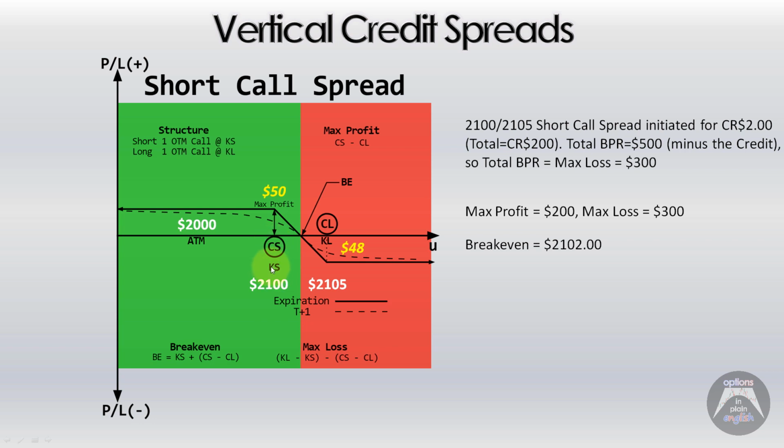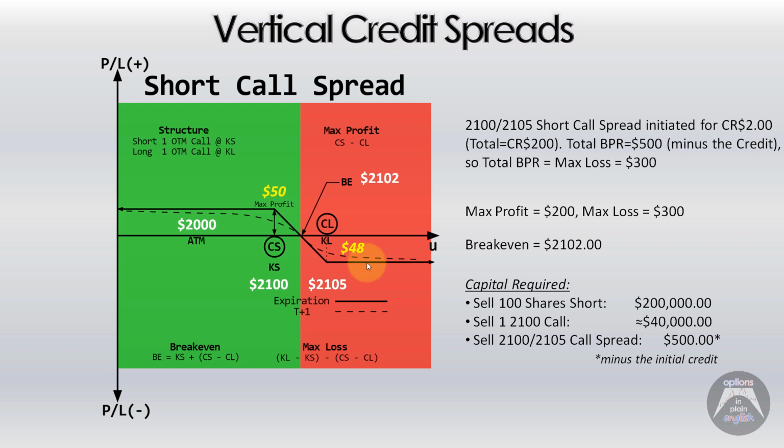Why? Because you have this strike price, which is KS, the strike price where you're short, and you have to add the credit that you received. So 2100 plus $2. So it's right here. 2100, which is the short strike price, plus the credit that you got, which was $2. 2100 plus 2, the break even is 2102, this point right here at expiration.